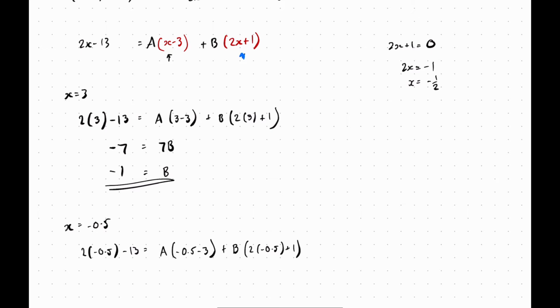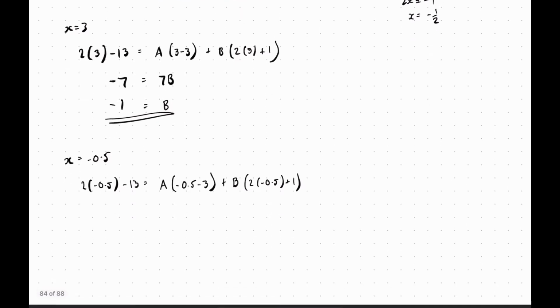Cambridge got a bit weird a couple of years ago and they like to see more working out. I don't know if they would be real picky about that specific thing, but it's not worth running the risk of them complaining at you. So negative 1 minus 13 is equal to minus 3.5a, plus 0b. That becomes minus 14 is equal to minus 3.5a, so a is equal to 4.